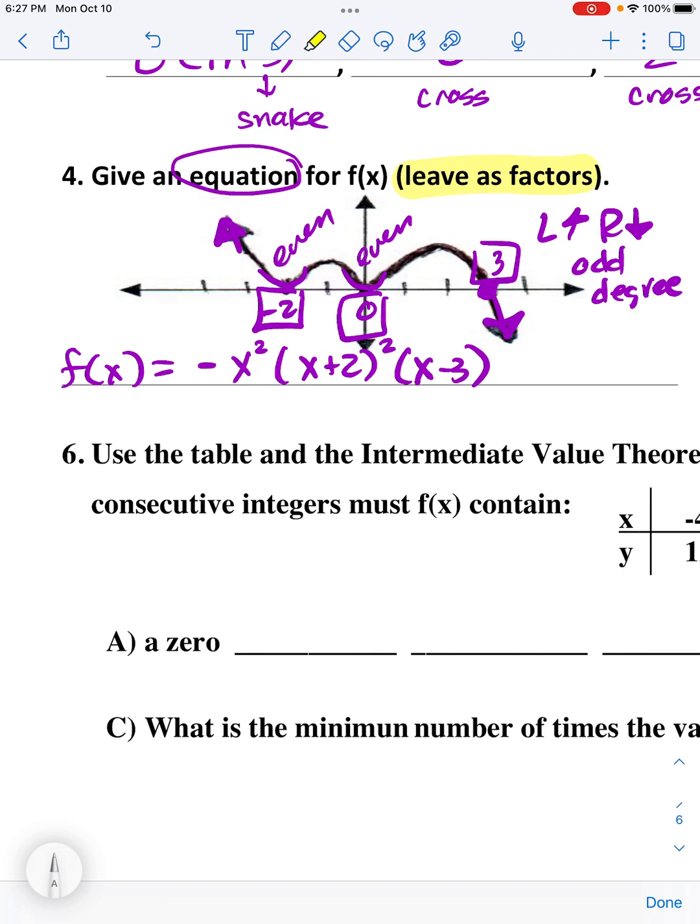So did I do what the words say? Did I give an equation? Yeah, there's my equals sign, for f of x. Did I leave it as factors? Yes. Will my right end go down? Yes, because of my negative out front.